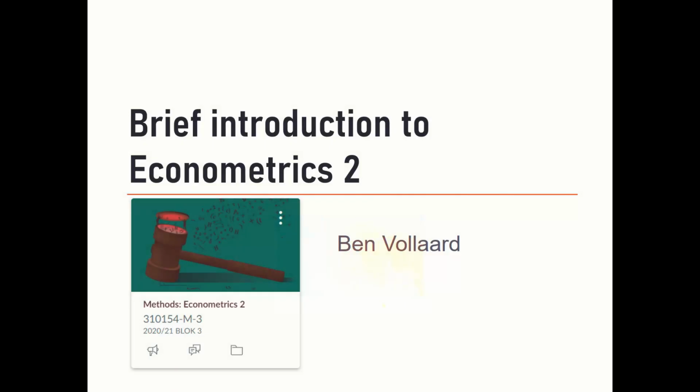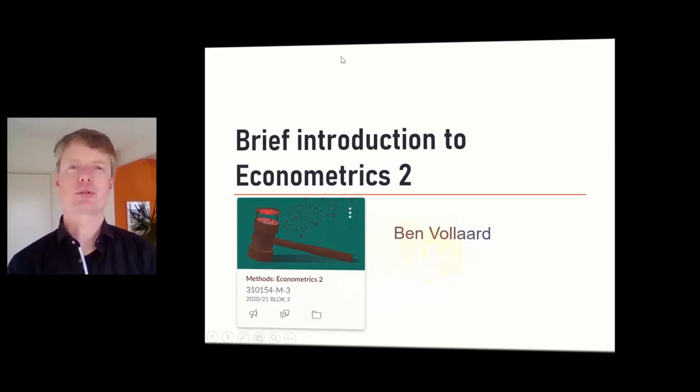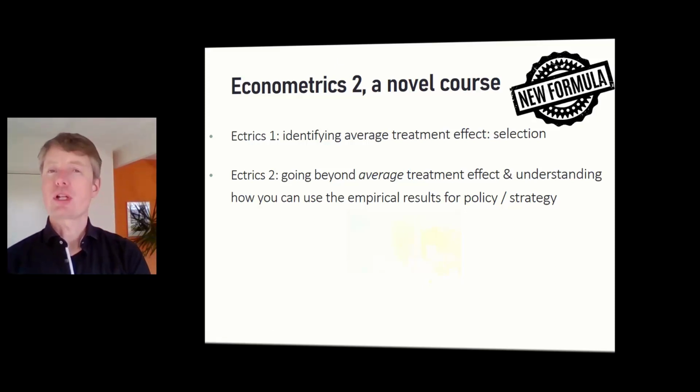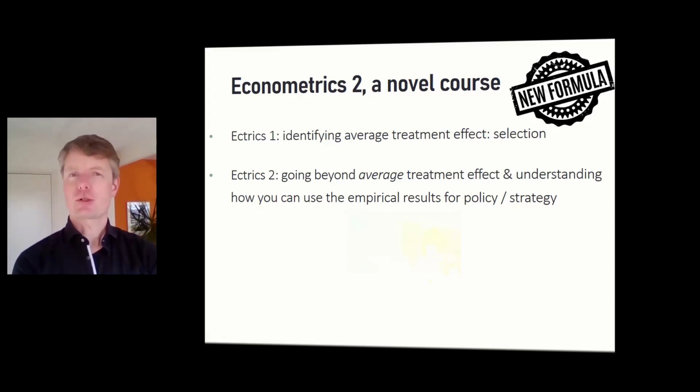Let me say a few words about the content of the course and how the course is structured. It's a new course, actually, Econometrics 2. It was introduced last year, and it's the sequel to Econometrics 1. In Econometrics 1, all we cared about is identifying the average treatment effect, and that should be unbiased. So we discussed non-random selection into treatment and how we can address that issue. That was Econometrics 1. And in Econometrics 2, we go beyond the average treatment effect.